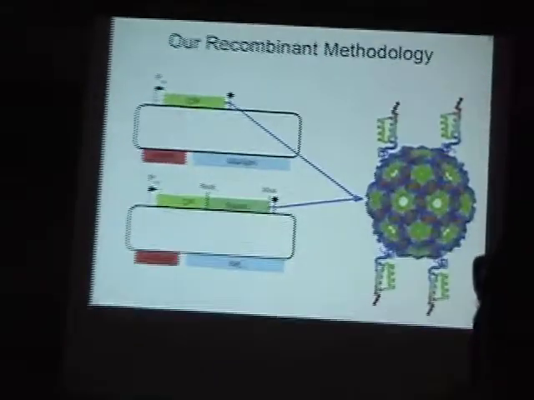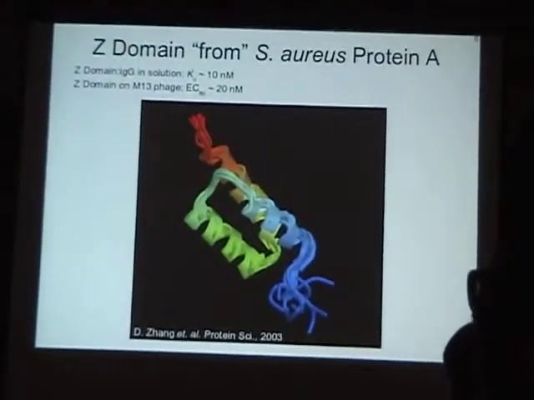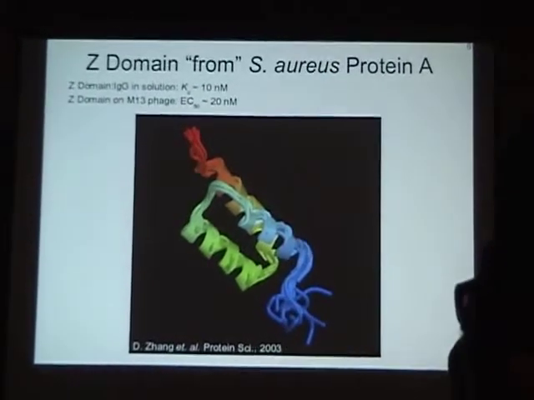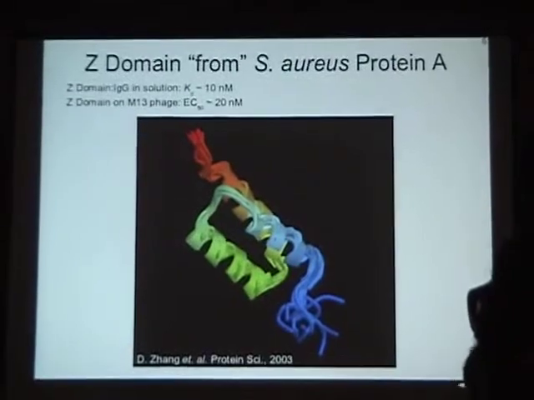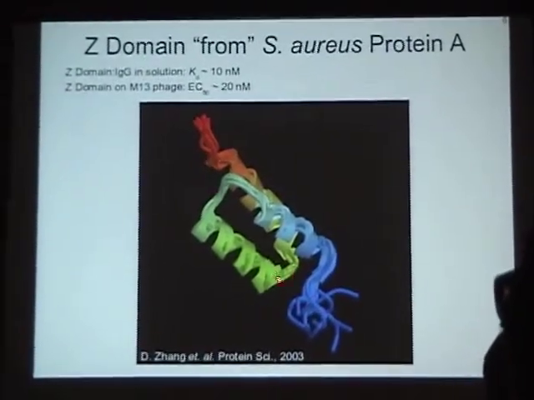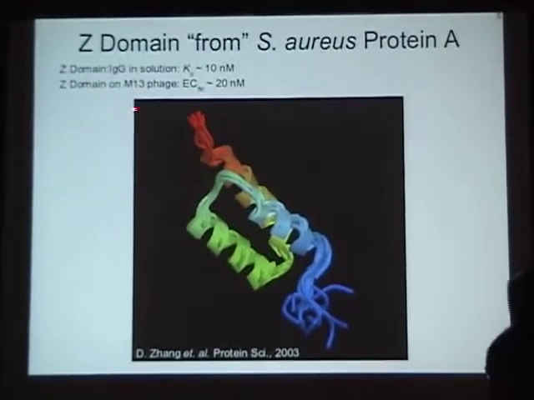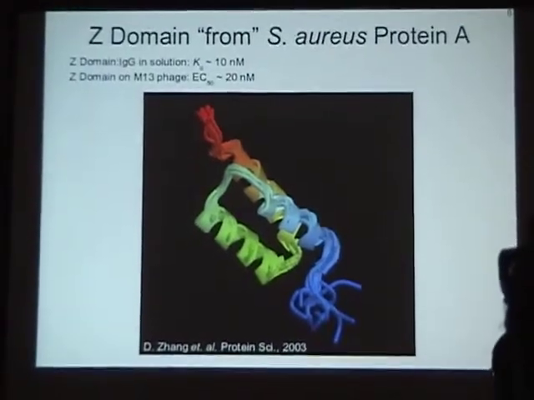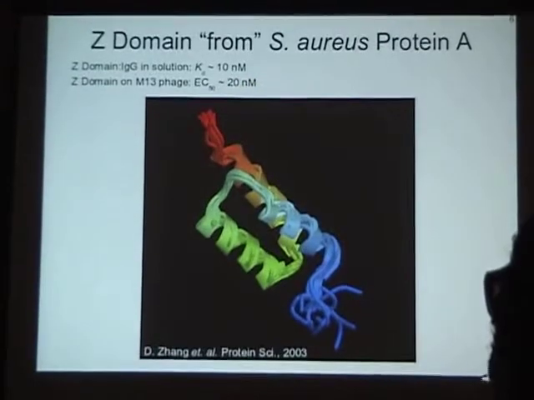So here I've shown a 3-helix bundle, and I should probably introduce that a little bit better, and specifically what I'm going to be focusing on in this talk. This is the Z domain from Staph aureus protein A. Now I say from in quotes because it's actually a technologically modified version of the B domain, which binds to IgGs in solution. The Z domain IgG interaction has about a 10 nanomolar Kd, and when displayed on M13 phage has a 50% saturation at about 20 nanomolar. So it's a pretty tight binder.